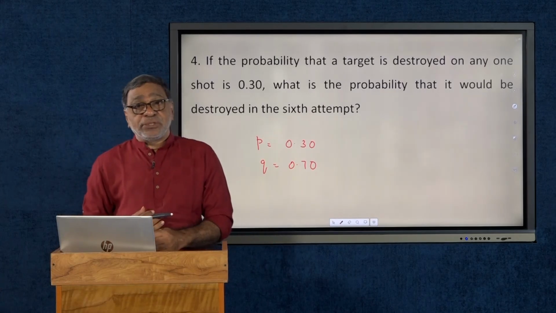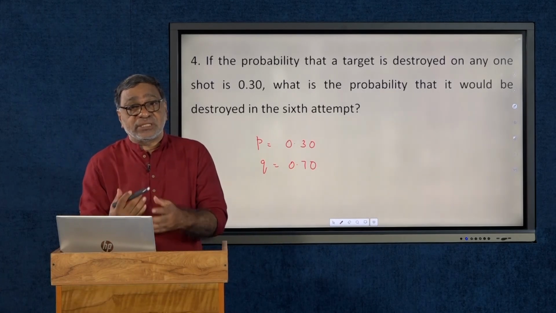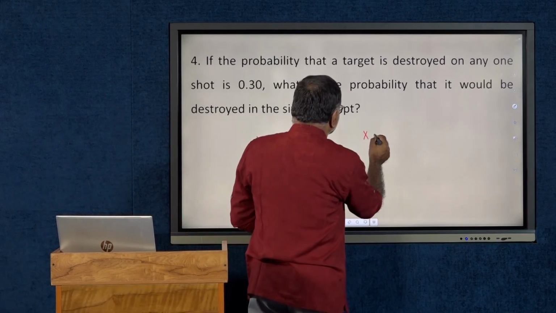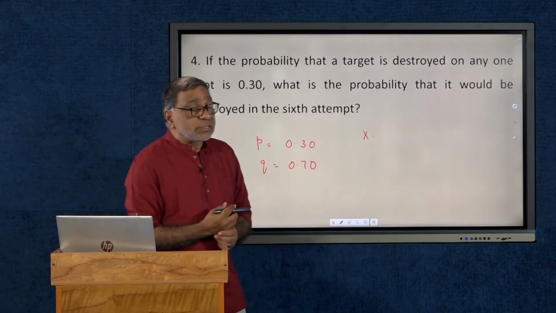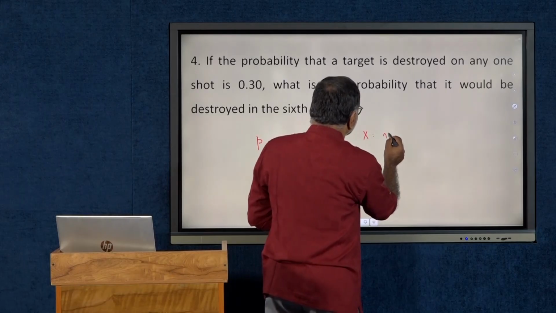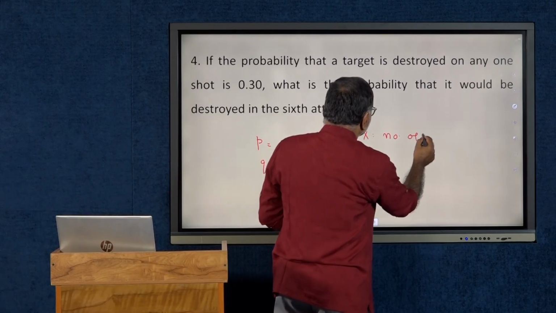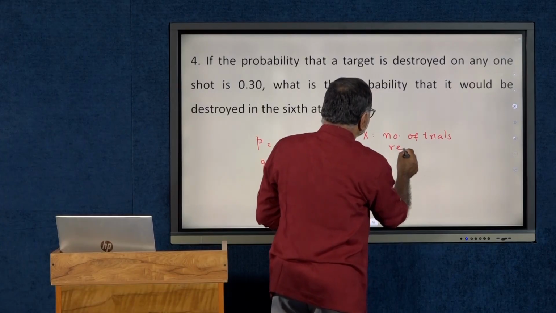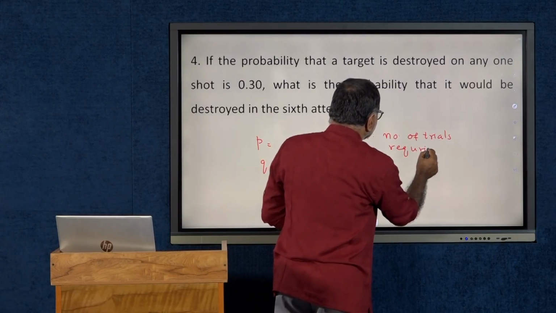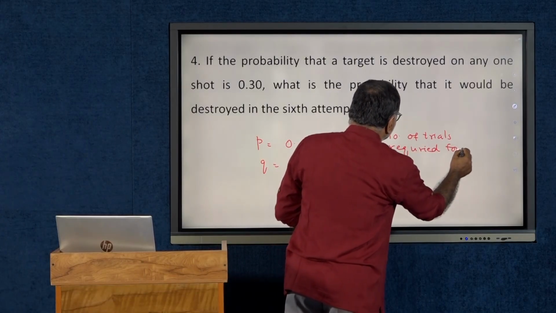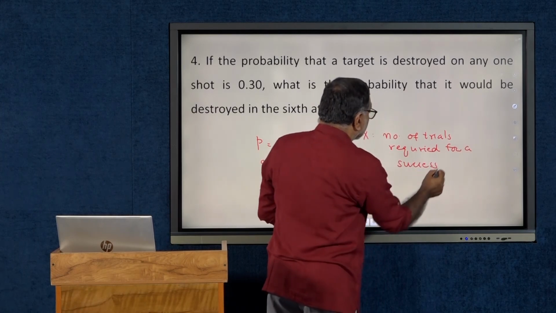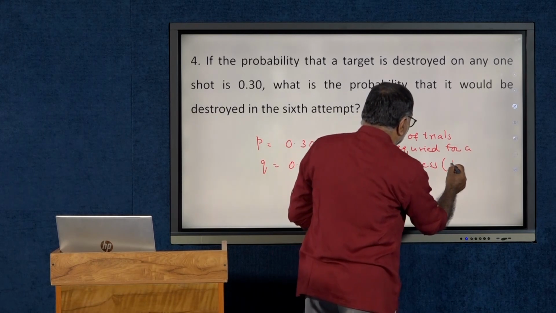And what is the probability that it would be destroyed in the sixth attempt? For that we just define what X is. X is the number of trials required for a success. Here the success means the target is destroyed.